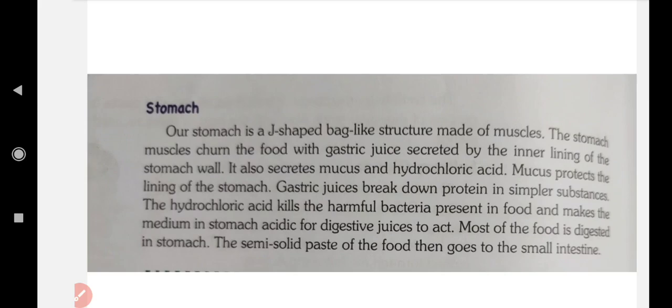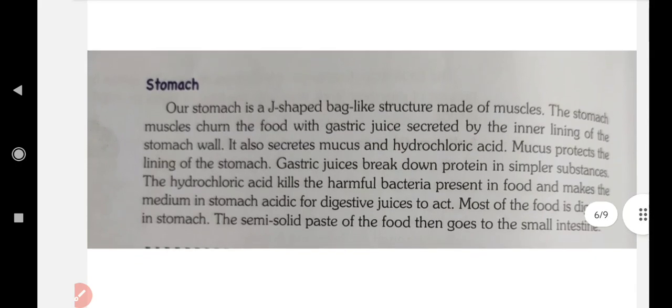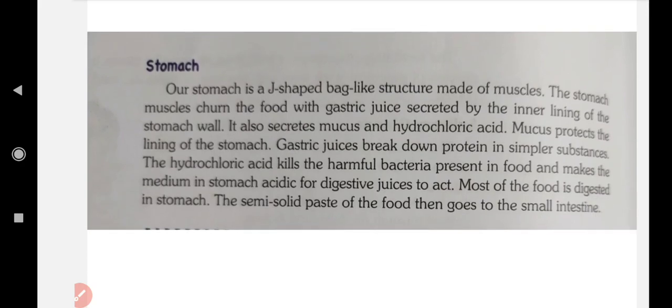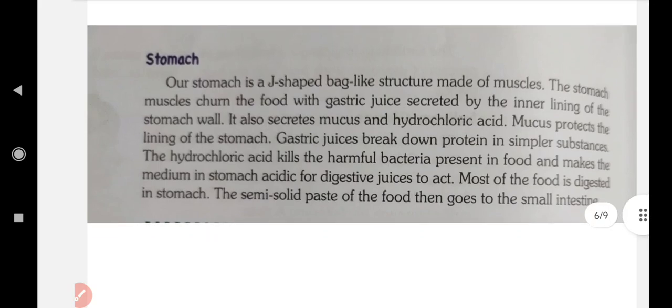Mucus protects the lining of the stomach. Who protects? Mucus protects the lining of the stomach. Gastric juice breaks down protein into simpler substances. The hydrochloric acid kills the harmful bacteria present in food and makes the medium in the stomach acidic for digestive juice to act. So the medium of the stomach is, children, acidic, and most of the food is digested in the stomach. The semi-solid paste of the food then goes to the small intestine.